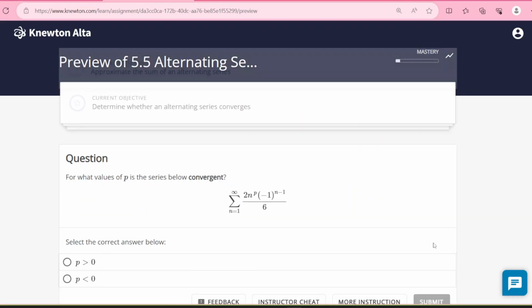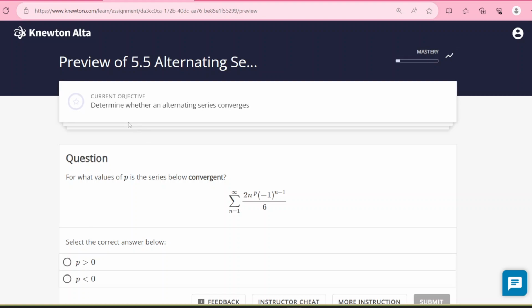All right, moving on. Now we're just asked to determine whether an alternating series converges. That's the title of the objective. For what values of p is the series below convergent? So I'll write this out, go over those conditions of the alternating series test again, and see what values of p would make those conditions be satisfied.